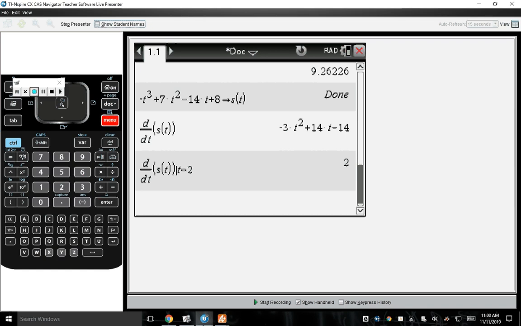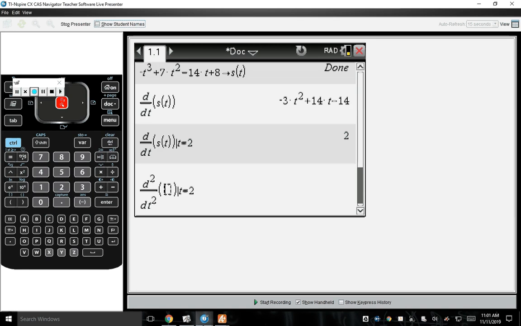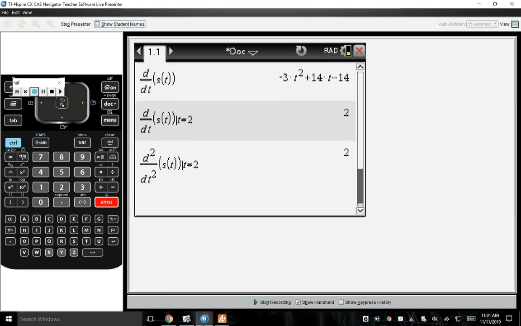Watch. Menu 4 for calculus, 2 for derivative at a point. And I'm going to do the same thing for part C, which is the acceleration piece. I'll put t as my input variable. I'll put 2 because it's at 2 seconds. And this time I'm going to do the second derivative from what I have stored. What do I have stored: the position, velocity, or acceleration? Position. So I'll ask, what's the second derivative of s of t, put 2 in, and give me the answer. And you get 2 meters per second squared.